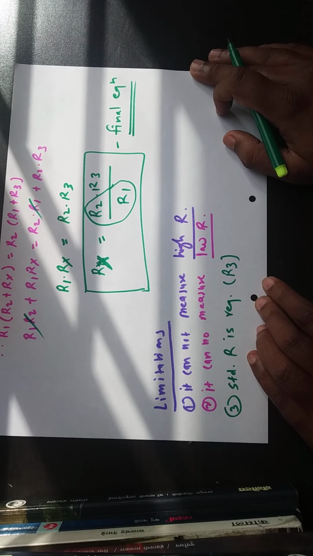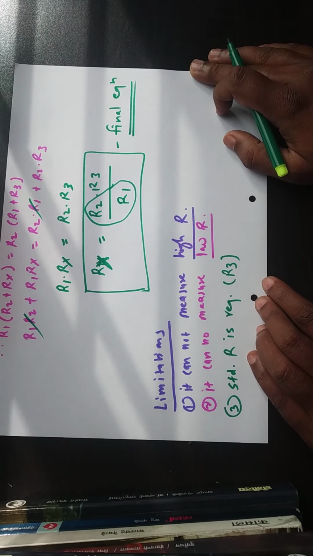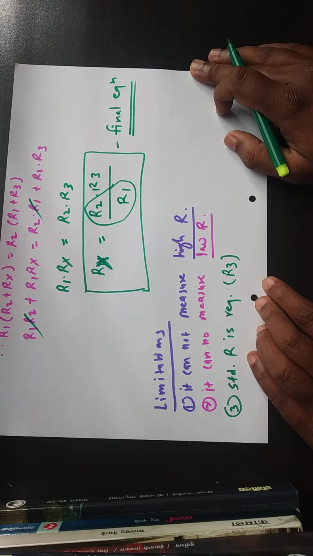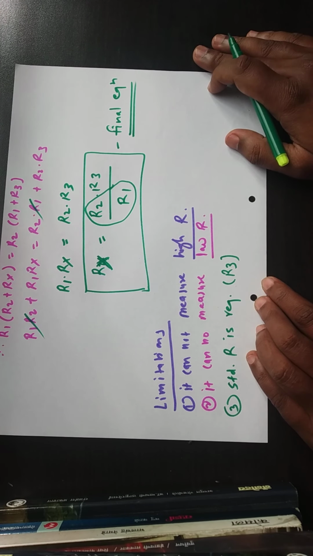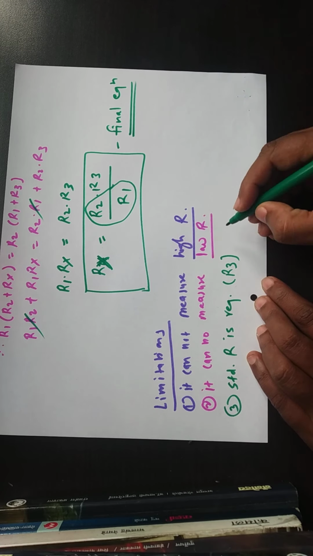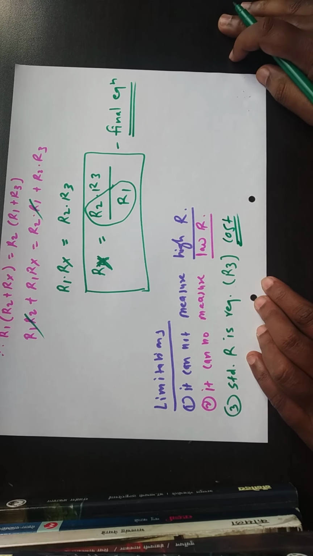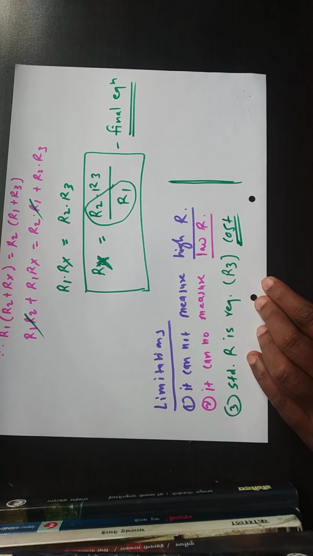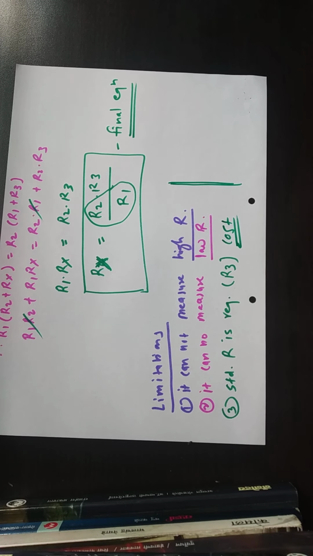So these are the three limitations of this Wheatstone bridge network. Number 1, it cannot measure high resistance, and in that case the galvanometer becomes insensitive to show any imbalance. Number 2, it cannot measure low resistance, and in that case lead and contact resistance become significant. And the third and important one, a standard resistance is required, that is R3, which increases the cost of the system.